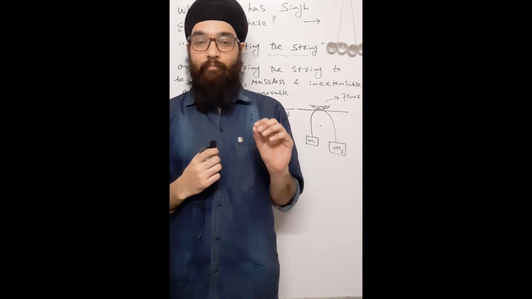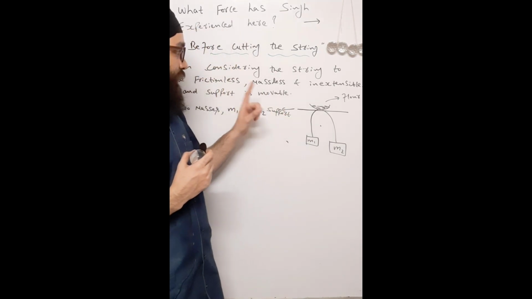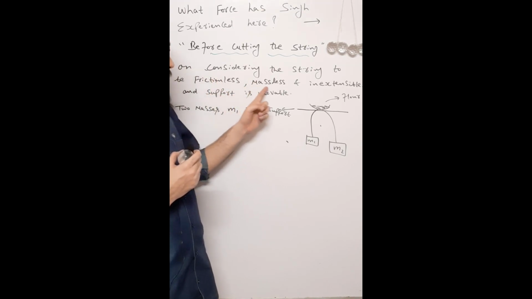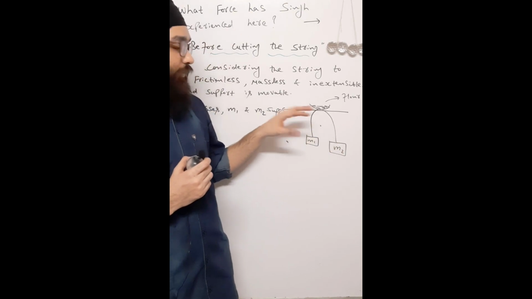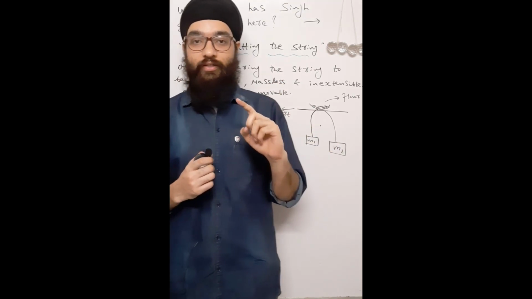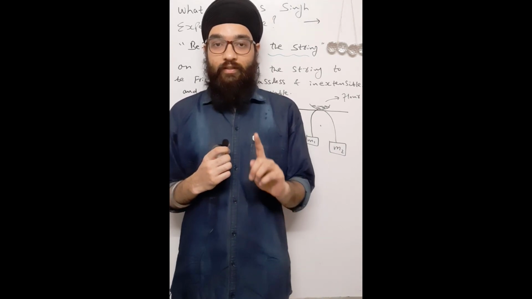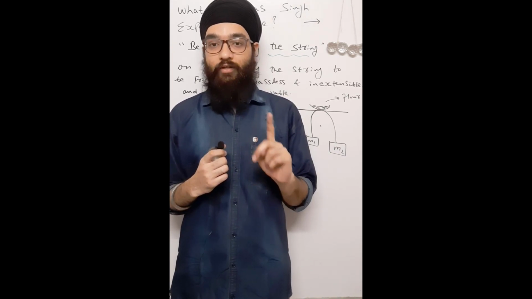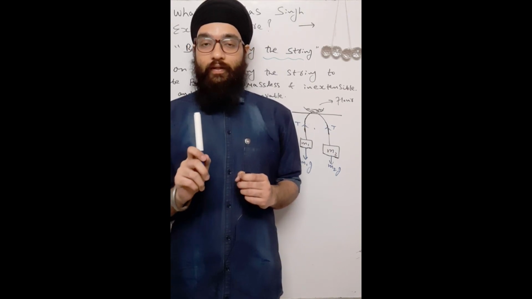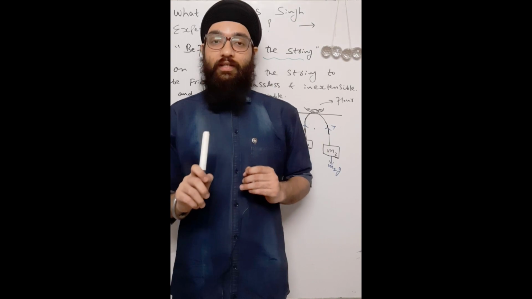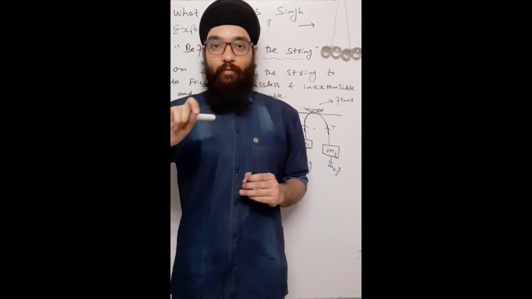This problem can be solved by assuming a few things: the string is frictionless, massless, and inextensible, as well as the support is movable in the upward direction and fixed in the downward direction, which is Singh's hand in the video. Now, in order to solve this problem, we need to find its equilibrium equation, which tells us that the upward force is equal to the downward force in magnitude.